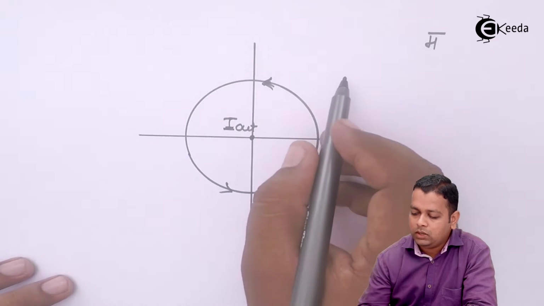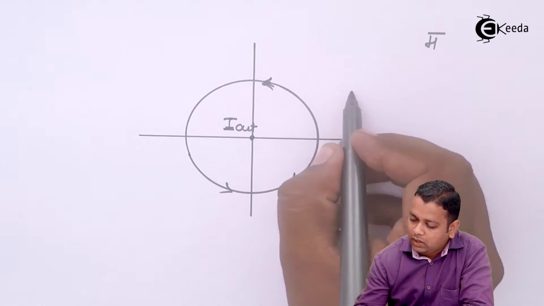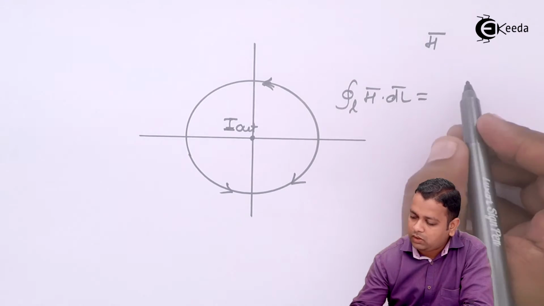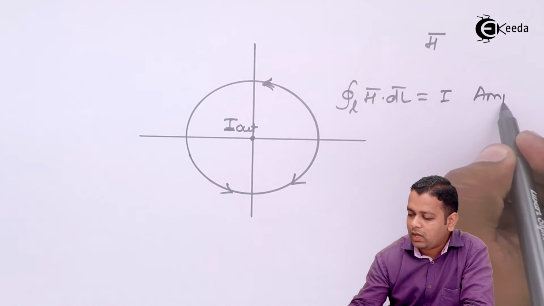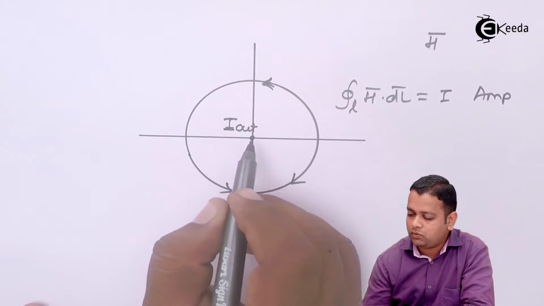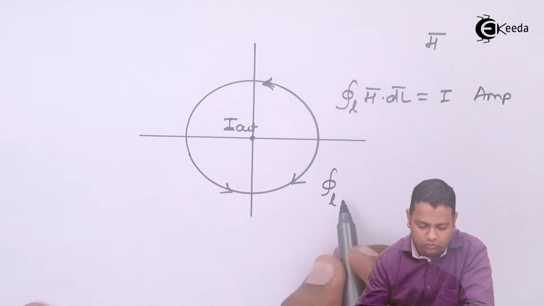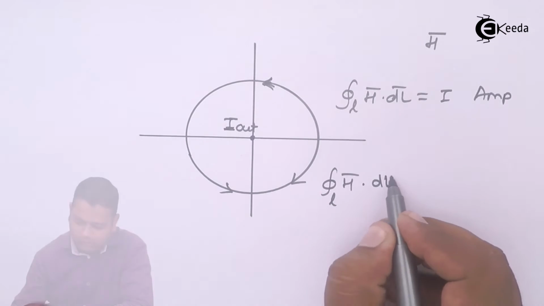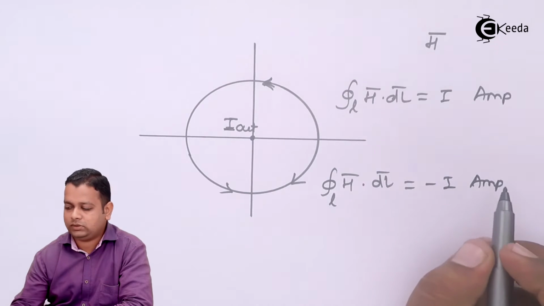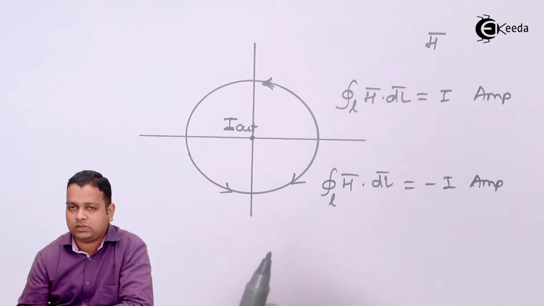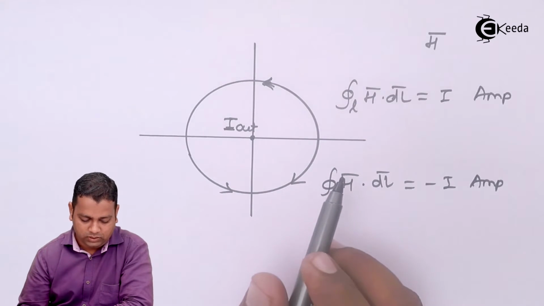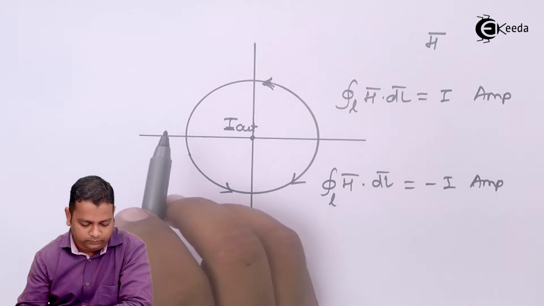So according to the Ampere circuital law, we can write here closed line integral H bar dot dl bar will be equal to capital I in amperes. If we are taking the reverse direction, though writing I outwards, the expression will be closed line integral H bar dot dl bar equal to minus I in amperes. So the minus sign denotes the reversal to the right hand thumb rule or the right hand screw rule. So this is the closed path here.